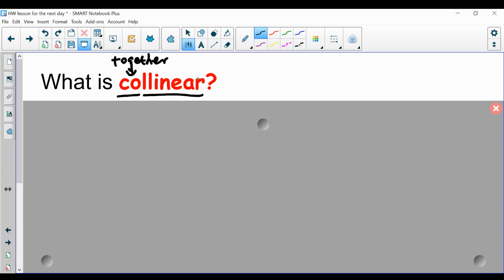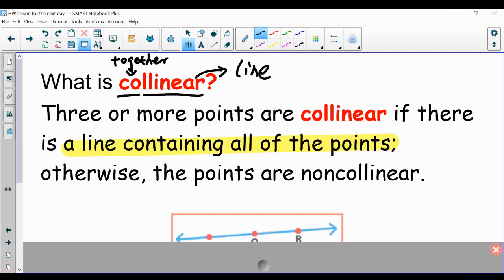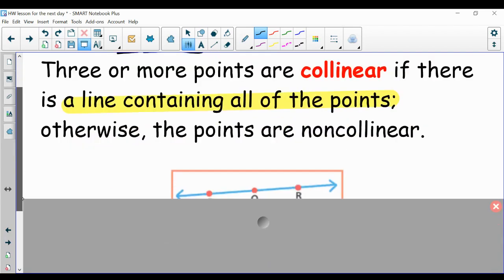And then linear, okay, I believe that you have heard this one, a linear equation, right? So what does linear mean? Yes, it's a line. So it means together on a line. That's it. A line contains all the points.